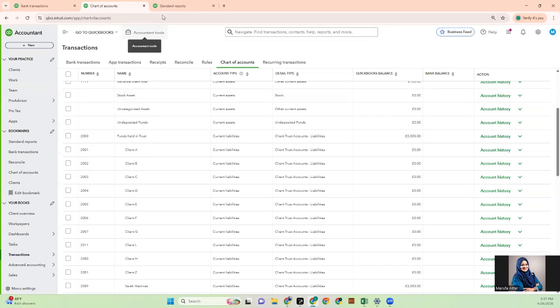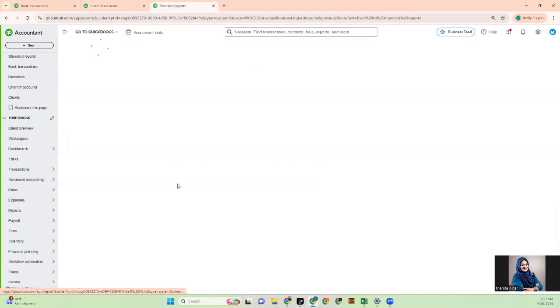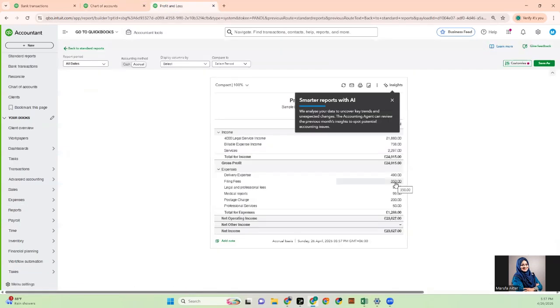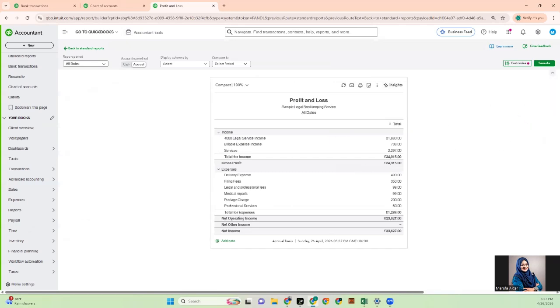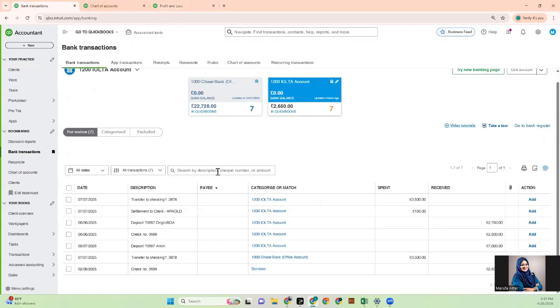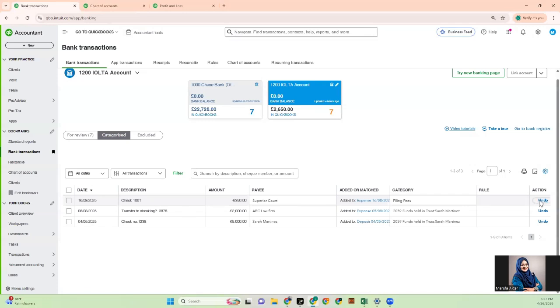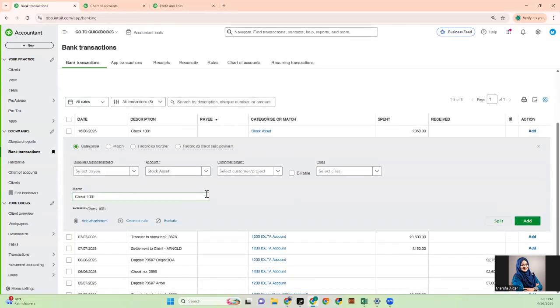One categorization, two problems. Let's go to our P&L report. You see here, filing fee. It's showing under the profit and loss table. Now the correct way. Let's go to the bank feed again. Let's undo this transaction. Instead of categorizing this as an expense, you'll have to categorize it directly to Sarah Martinez's sub-account under client trust liability, or funds held in trust account. So this would be Sarah Martinez, Superior Court. And in the memo field, we can write something like court filing fee, Superior Court, case number 45, for example.